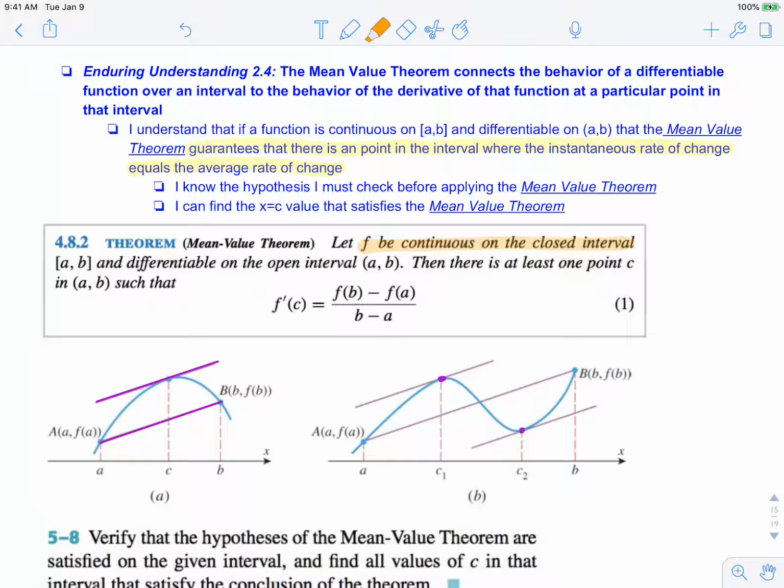f must be continuous on the closed interval from a to b, and differentiable on the open interval from a to b. Then there must be some point within that interval where your instantaneous rate at that value is equal to the average rate over that interval. So here are a couple visual examples. I've highlighted where the average rate slope is equal to the instantaneous rate slope at some point in the interval, or sometimes it might happen more than once in the interval.